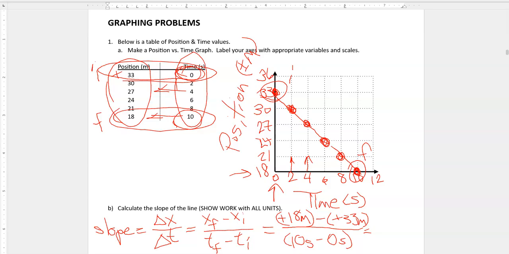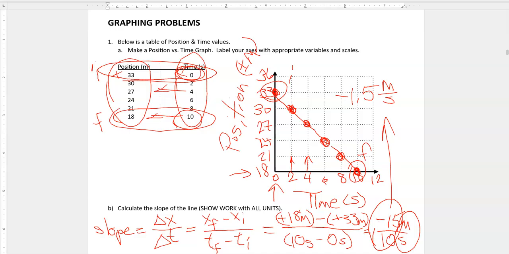And now we solve for the top. Plus 18 minus plus 33. Use a calculator if you're not sure about it. This will be a value of minus 15 meters or negative 15 meters. And we're dividing that by the difference in time. Well, the difference in time is just 10 seconds. And if we want to get our final answer, we divide the numbers and we divide the units. And when we divide the numbers, negative 15 divided by positive 10, we get negative 1.5. And our units are meters per second.